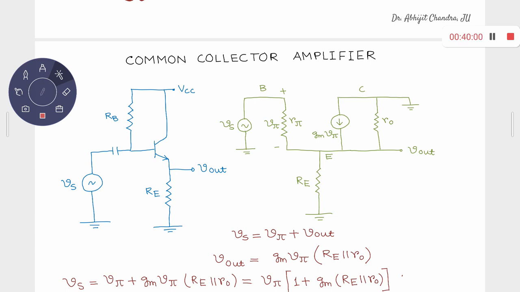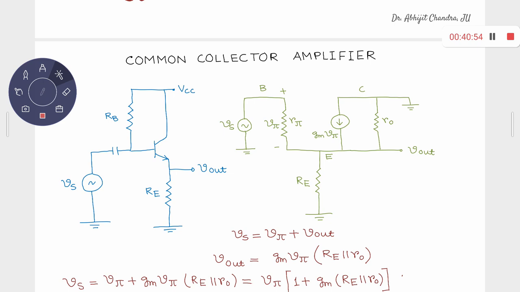Let's draw the small signal model. Straightforward. Between base and emitter, you have this resistance r pi. Between collector and emitter, you have gm V pi. We have also incorporated the output resistance r naught between collector and emitter. Remember, this output resistance is connected between the collector and emitter, not between the collector and the ground. And you have another additional resistance, RE, which serves as the output resistance here, connected to the ground. The input signal Vs is applied over there, and the collector is at VCC, that means at AC ground, small signal ground.